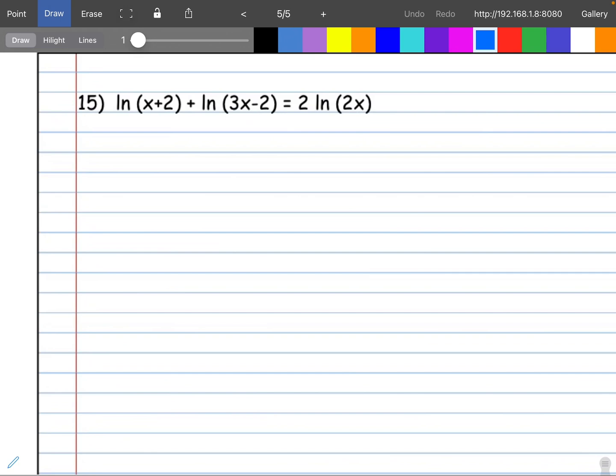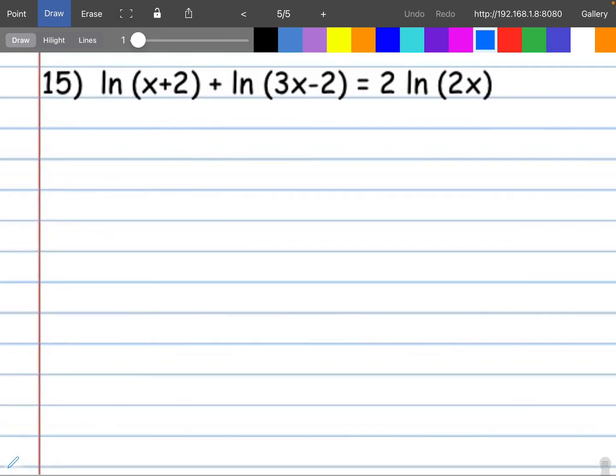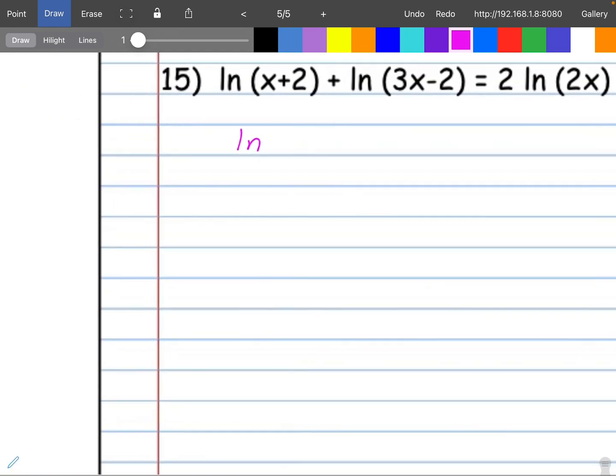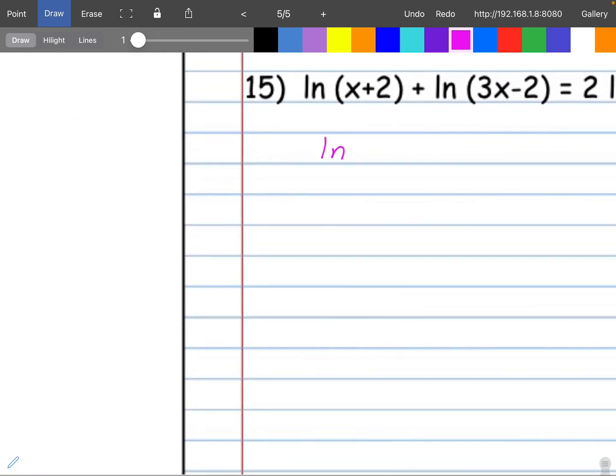Okay, so for number 15, I see that I have 3 natural logs. I have 2 on one side, and because they're natural logs, that means I can combine them, so we're going to start there. So if I take those natural logs and I combine them, then I have a natural log of, and then because this is plus, that means that I am multiplying (x + 2) times (3x - 2). So we're going to go off to the side, and we're going to multiply that out, and then we'll come back and put it in our problem.